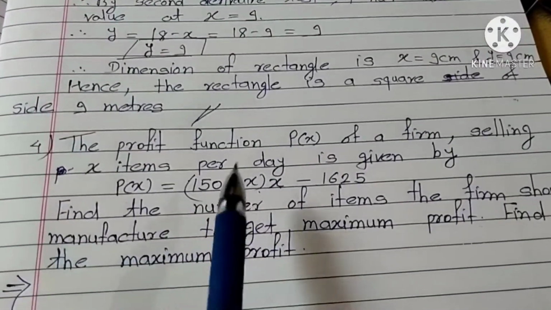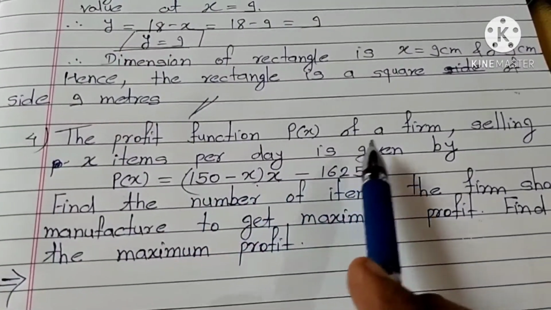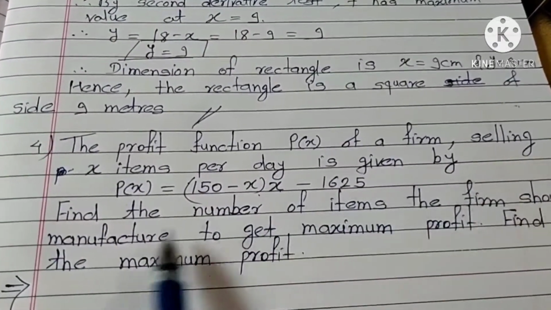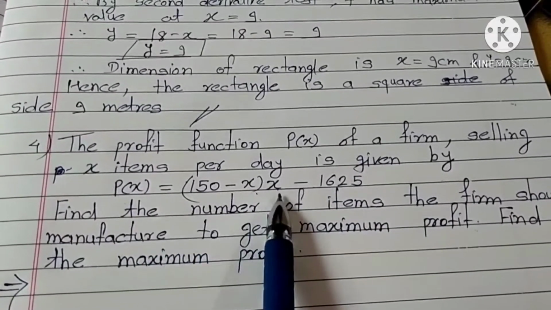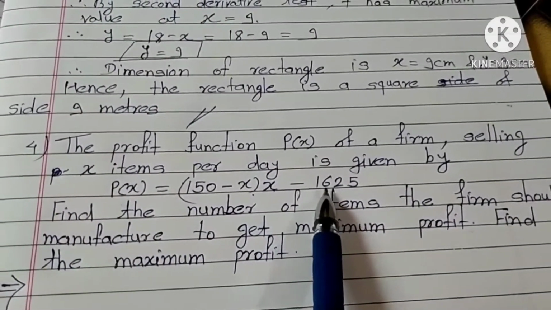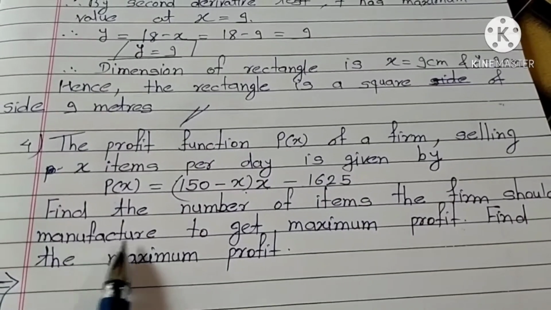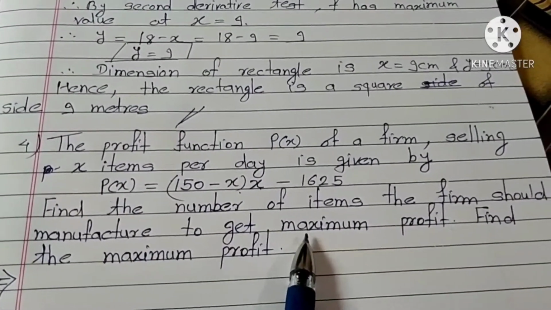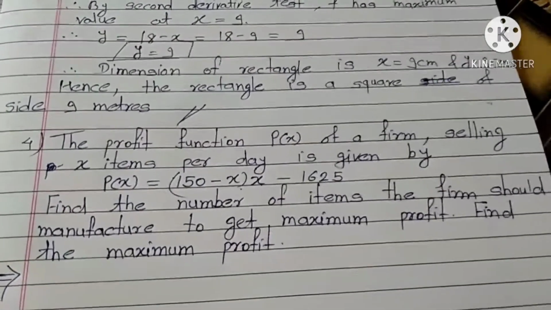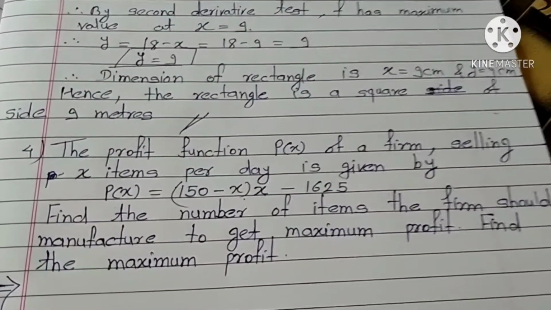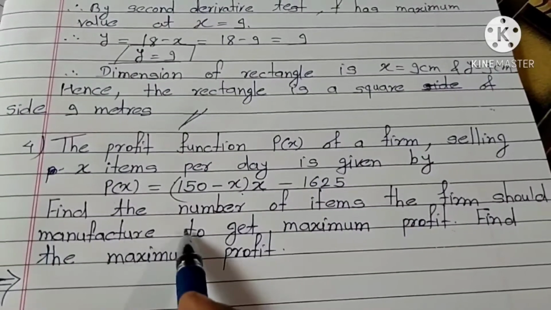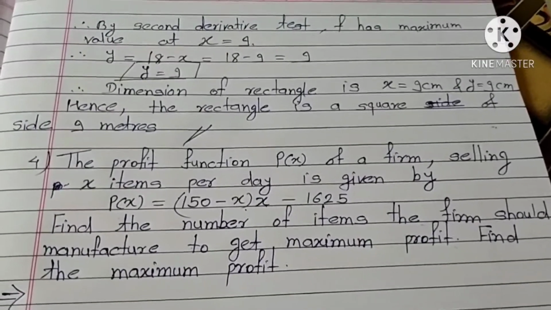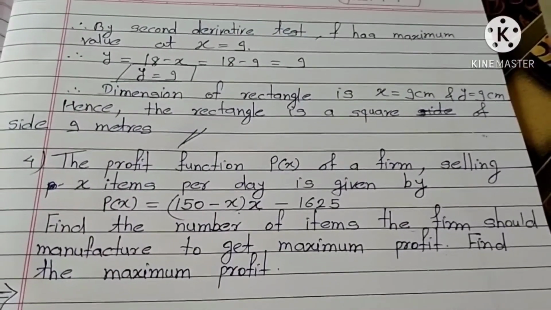Now next example: the profit function P of x of a firm selling x items per day is given by P of x is equal to 150 minus x into x minus 1625. Find the number of items the firm should manufacture to get maximum profit, and find the maximum profit. So here we have to find the number of items and also the maximum profit. Okay, so let us start to solve it.